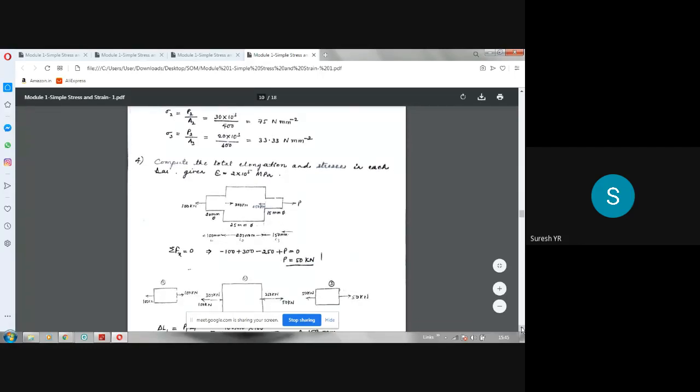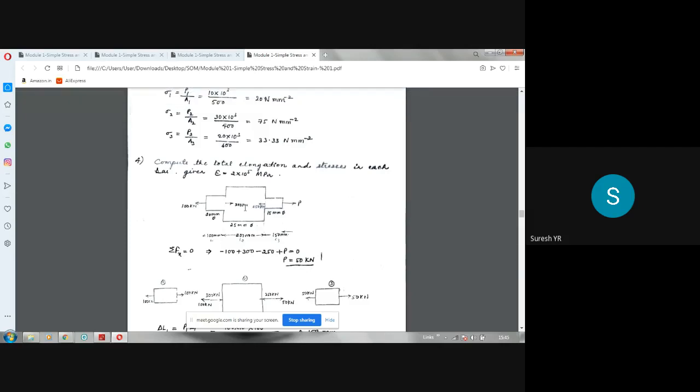In this problem, P is unknown here. He has given 300, 250, 100, but P has not been given. Even if he has not given it, you can calculate that by equilibrium. So equilibrium means whatever forces are acting towards right should be equal to the sum of the forces acting towards left. That's all. So here 300 plus P. See here 300 plus P. They are acting towards right. It should be equal to 250 plus 100. That is 350. Therefore P becomes 50.